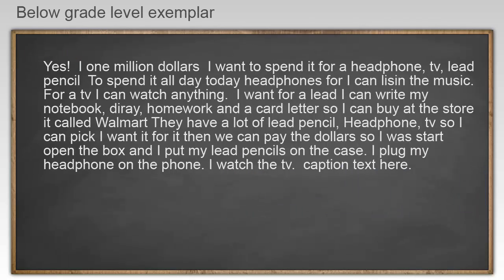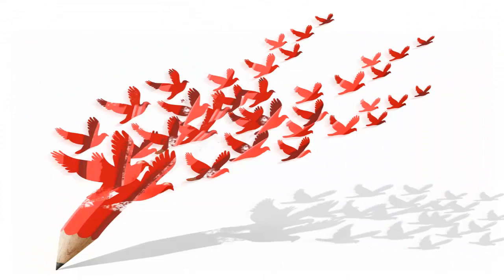Don't be frustrated if you don't see what you taught the first time they write. Take a moment to look at this below grade level example. You will model many times, and students will grow in their writing over time.